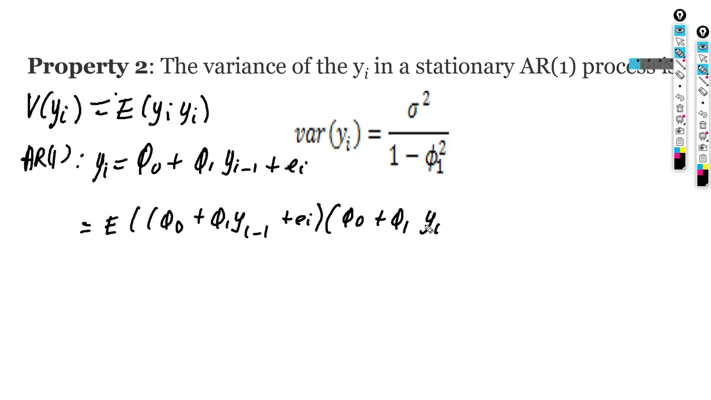So yi minus 1 plus epsilon I. So this is referred to as yi, and here is also referred to as yi, because the variance of yi is equal to the expectation of yi multiplied by yi. And since this is the AR(1) model, your yi is β0 plus β1 yi minus 1 plus epsilon I. And the other yi is also β0 plus β1 yi minus 1 plus epsilon I.